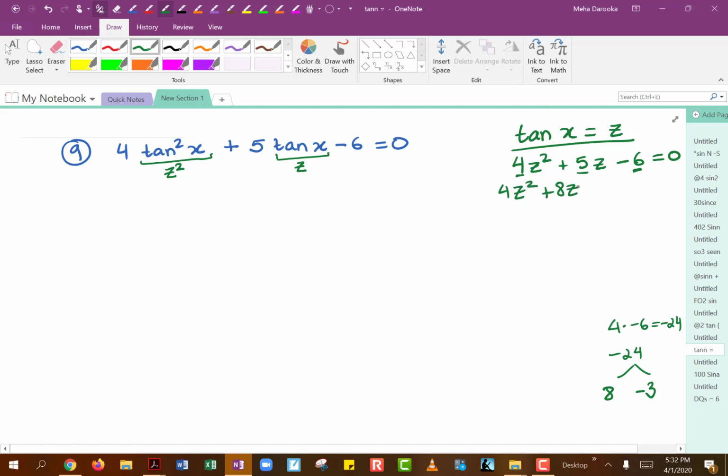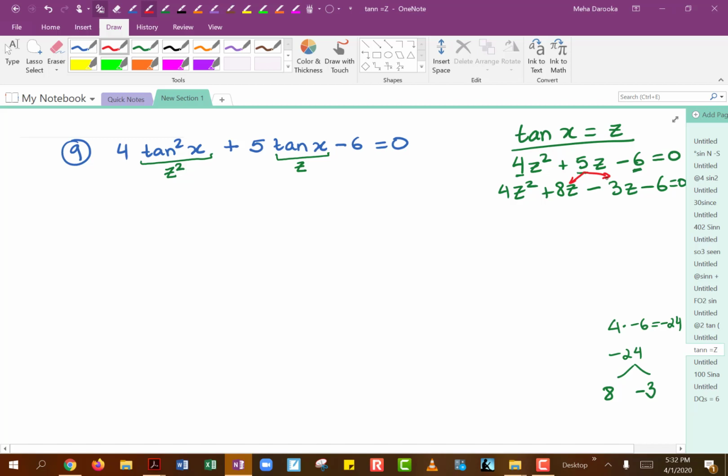So this will become positive 8z. This will be negative 3z minus 6 equals 0. So we're basically keeping the first and the last terms the same. We're using these numbers 8 and negative 3 to split open our middle term. So we're actually splitting up our middle term by using that positive 8 and negative 3. Now, I'm actually going to get rid of these lines that I just drew. Okay, so we're basically splitting up this 5z into 8z and negative 3z.